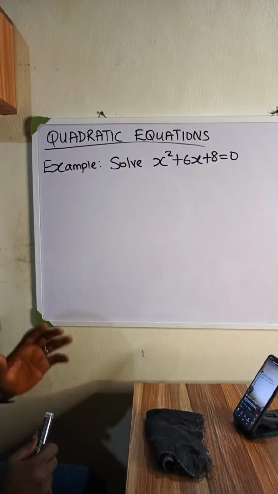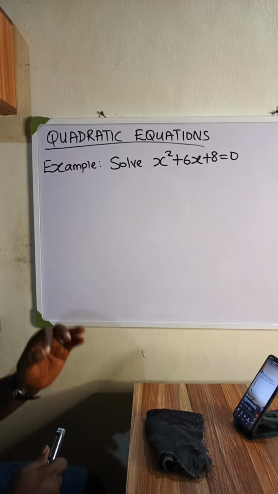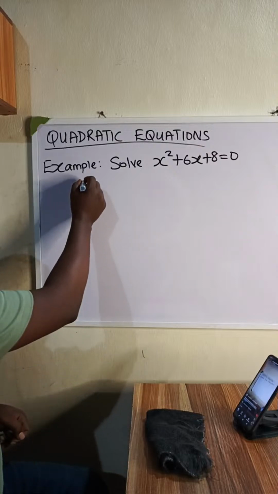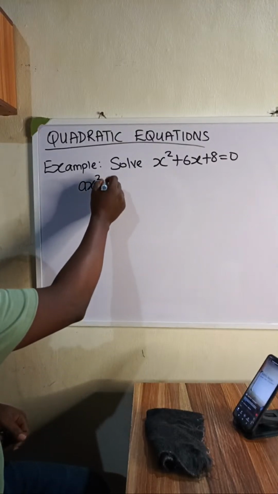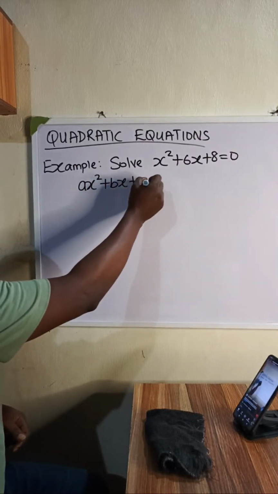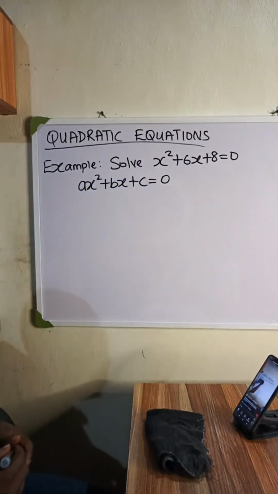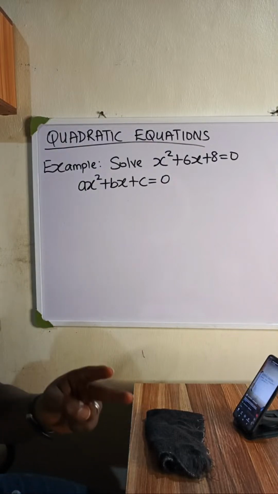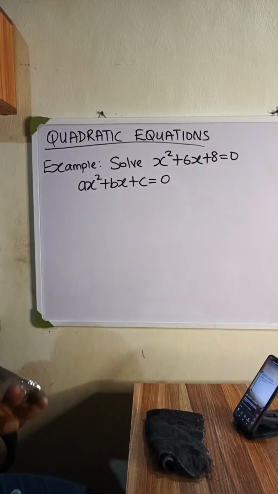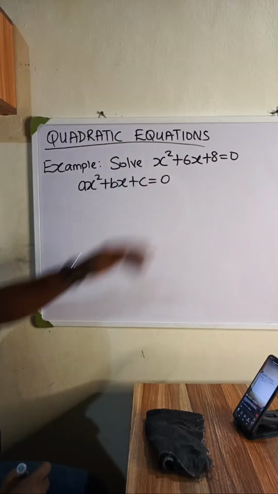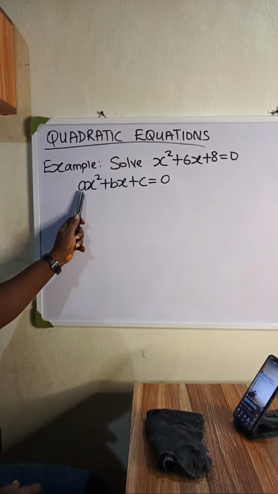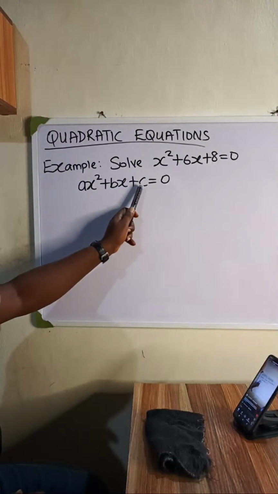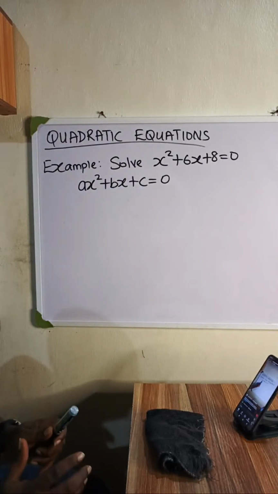So the first thing we need to write is the basic form of a quadratic equation. The basic form of a quadratic equation is ax squared plus bx plus c is equal to 0. Remember, the first target is to identify your a, identify your b, identify your c. From this, we see that our a is the coefficient of x squared, our b is the coefficient of x, and our c is the constant that does not have x.